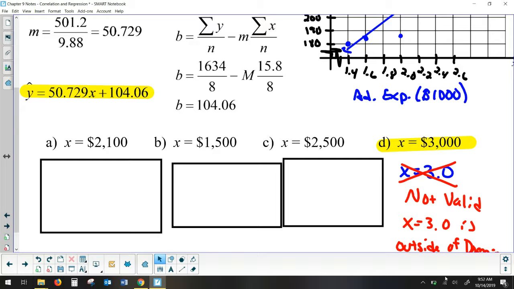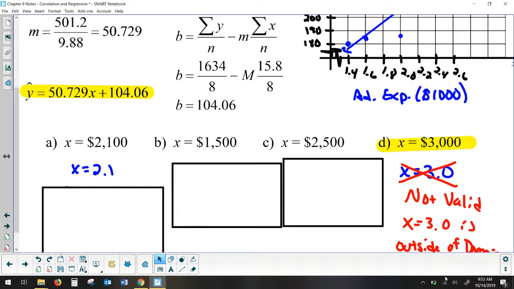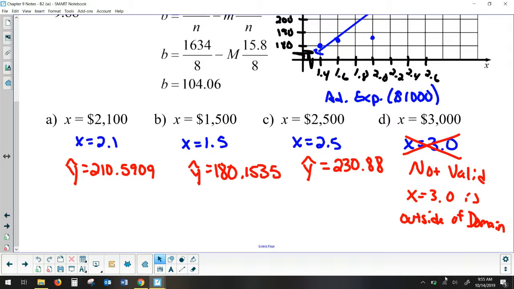Okay? So now we go back, we look. Type in 2.1 for x. You're going to get out 210.5909. Okay, so take your time. Calculate these. You should get 180.15 and 230.88. All right.